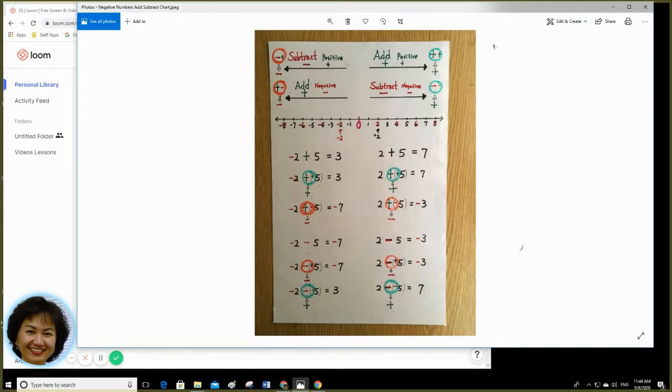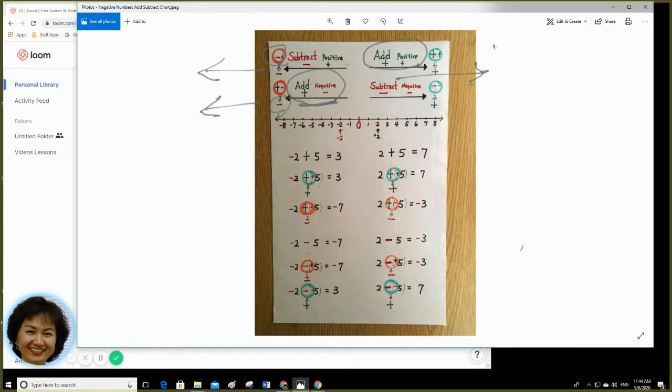When you add a positive number, you just go this way, which means you get more of the value. If you subtract a positive number, you go this way, which means you are getting less of the number. If you are adding a negative, adding a negative means subtract. So it's just like going here.